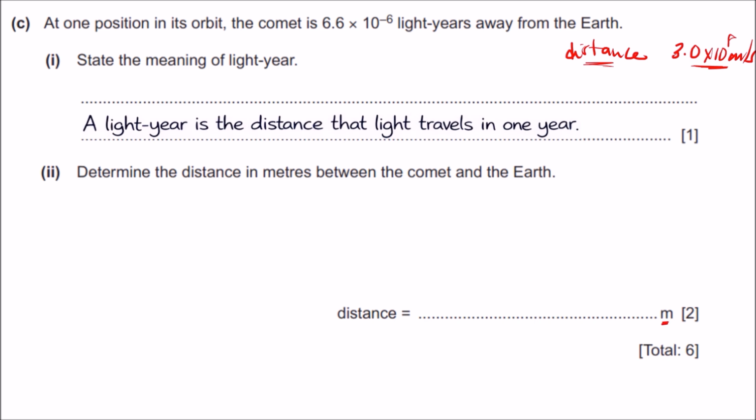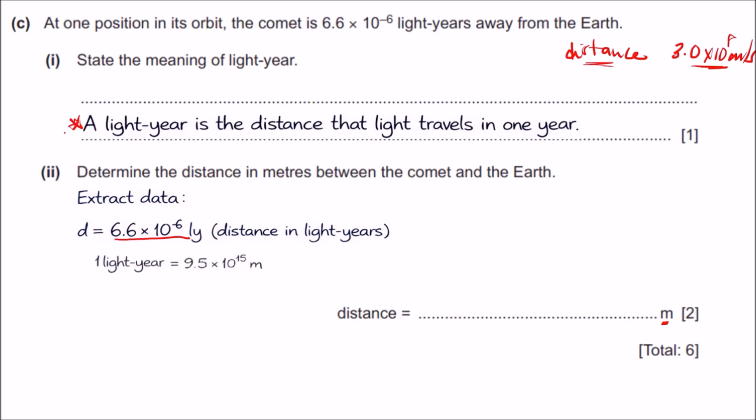So let's start by extracting data. What are we given? We are given distance in light years. So the distance in light years is 6.6 times 10 to the power negative 6 light years. We are also supposed to know 1 light year from this definition. A light year is equivalent to 9.5 times 10 to the power 15 meters. How do we get to this number?